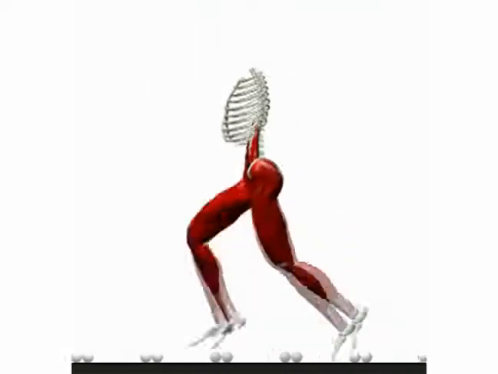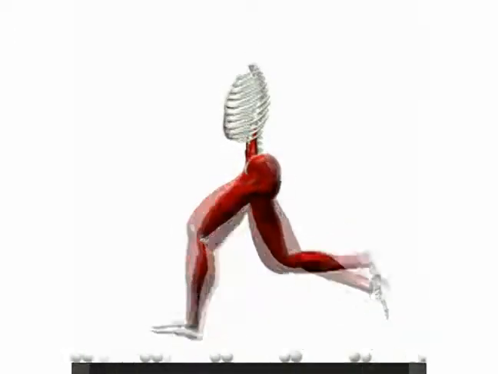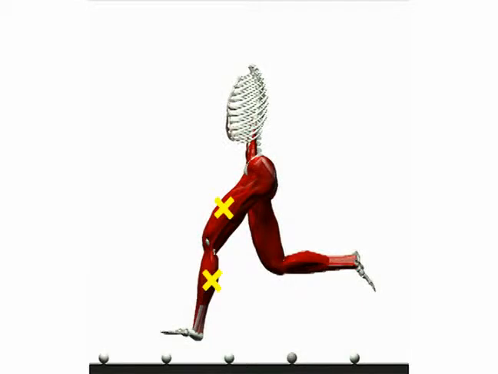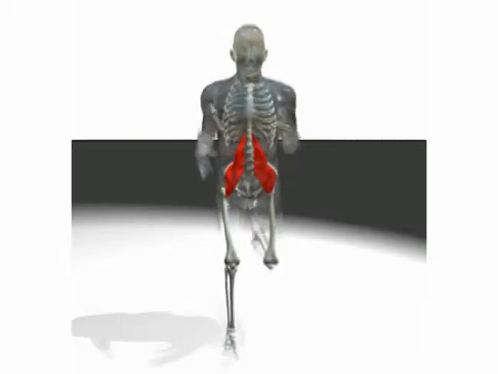But first, a question. What is the most powerful muscle in the leg? Surprisingly, it's not the quadriceps, not the calves, not the hamstrings, not even the gluteus muscle. It's a muscle known as the iliopsoas. Let's take a look at how the iliopsoas works.